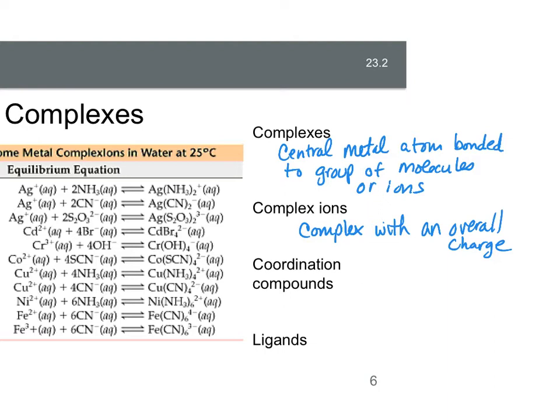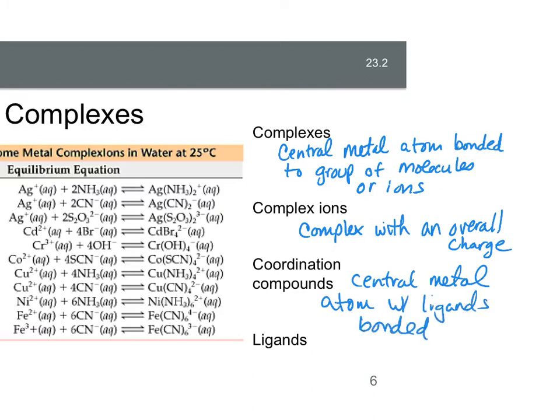You also come across the term coordination compound. It's essentially the same thing, just another way of thinking about it. It's a central metal atom that has ligands bonded to it. So we're specifically using the term ligands. And I will say that ligands is also going to encompass all of the other possible things that are bound in, when we say group of molecules or ions. So the ligand is essentially just that, things that are bonded to the metal atom.